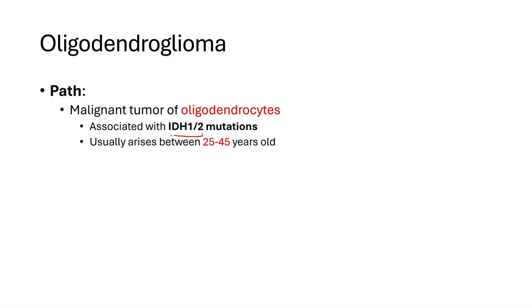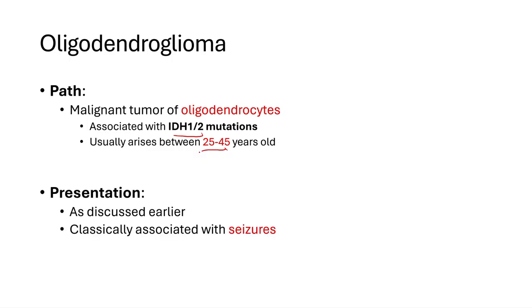And the reason is that this produces something known as 2HG, which leads to epigenetic dysregulation and then leads to tumorigenesis. IDH mutation is actually associated with a better prognosis, as it gives us something to target in treatment. And this typically arises younger than what we see in GBM, typically between the ages of 25 to 45 years old. Now, the presentation is going to be exactly the same that we discussed earlier, but this is also classically associated with new onset seizures. So definitely be aware of this for your exams to separate them from other presentations.